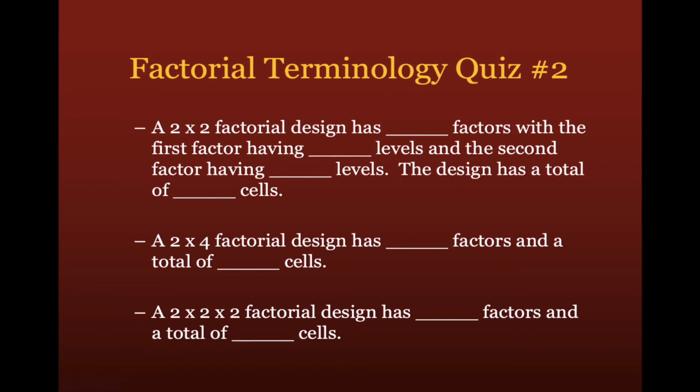All right, let's do a little bit more. A 2x2 factorial design has 2 factors, with the first factor having 2 levels and the second factor having 2 levels, and this design has a total of 4 cells or 4 conditions. A 2x4 factorial design has 2 factors and a total of 8 cells or 8 conditions. A 2x2x2 factorial design has 3 factors and a total of 8 conditions. Just multiply it out, 2x2x2.